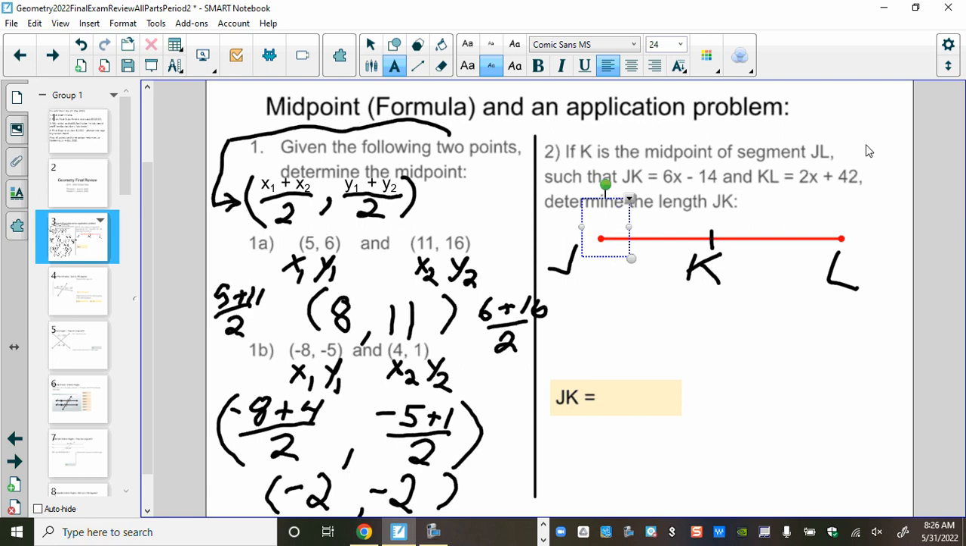So from J to K, 6x minus 14. And then from K to L, 2x plus 42. If they're the same, then to set up our equation, what symbol is going to go between the two expressions? Equals. So this is your equation right here. 6x minus 14 equals 2x plus 42.